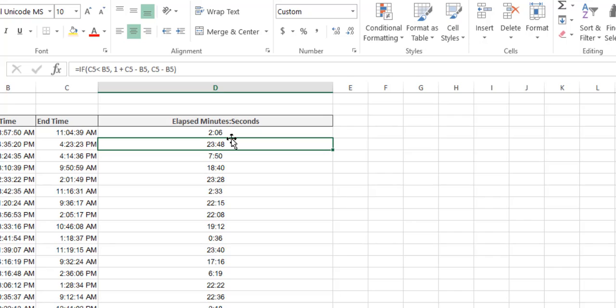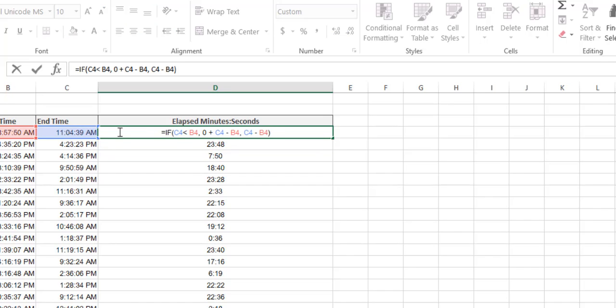So we can calculate the duty hours in the office with the help of this formula. Look at this. If C4, which is here, is less than B4, comma 0, otherwise C4 minus B4. So one side of C4 minus B4 is conditional and the other side is neutral.